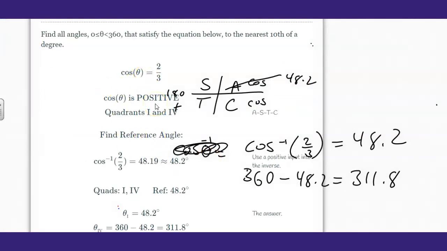So remember, write this down when you do this problem. Everything's positive here. Sine and cosecant are positive here. Tan and cotangent are positive here. And cosine and secant are positive here. But all six are positive here.